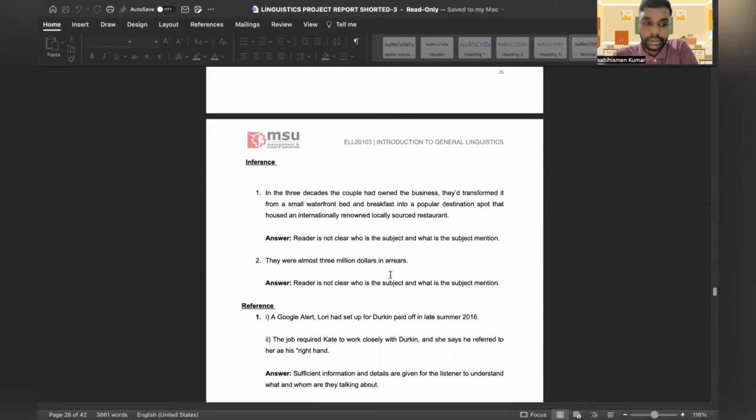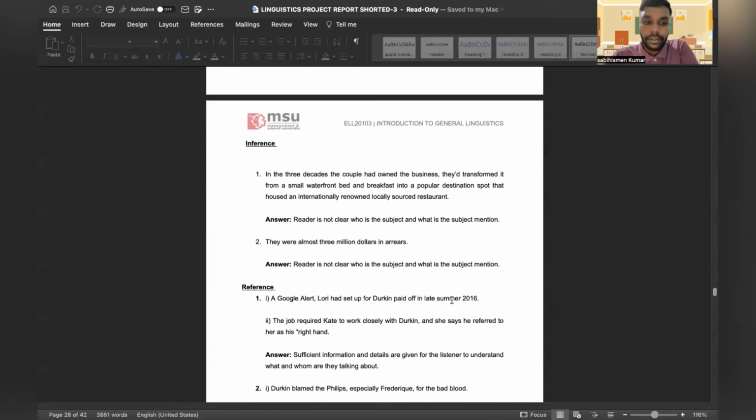Moving on to inferences. Inferences are additional information used by the listener to connect what is said and what must be meant. For that, "In the three decades, the couple had owned a business. They have transformed a small waterfront bed and breakfast into a popular destination spot that houses an internationally renowned locally sourced restaurant. They were almost $3 million in arrears." So the answer would be that the reader is not clear who the subject is and what the subject mentioned is.